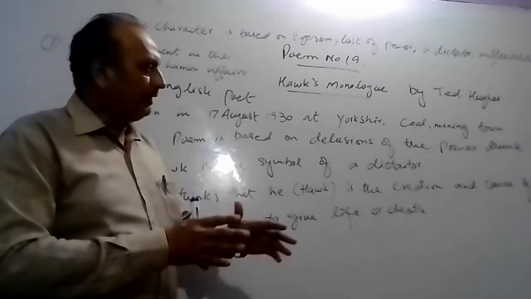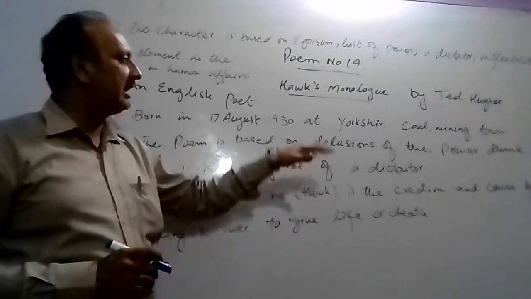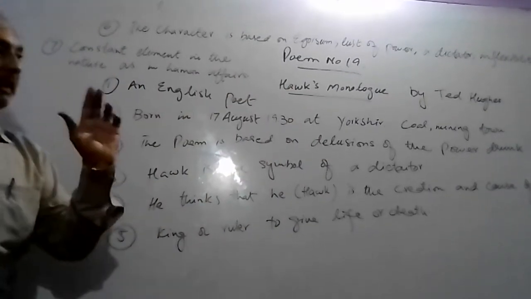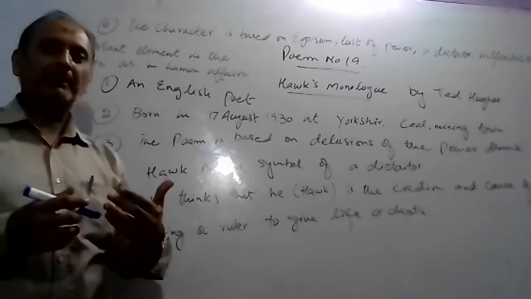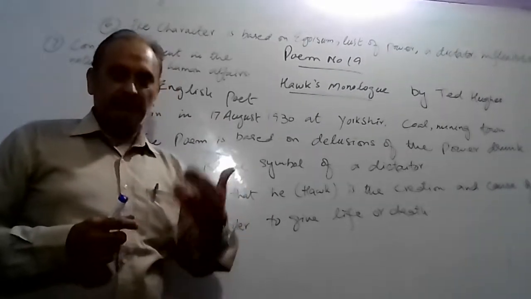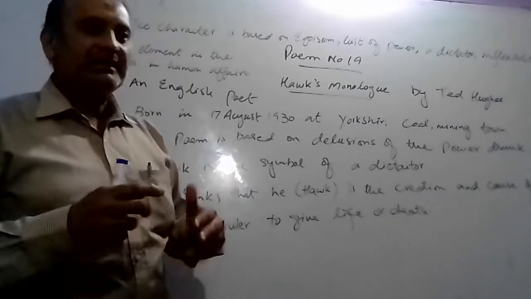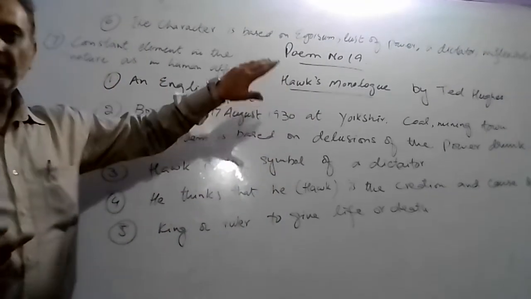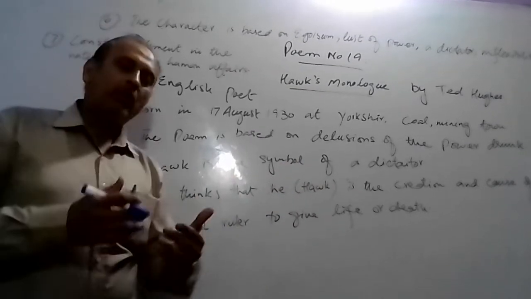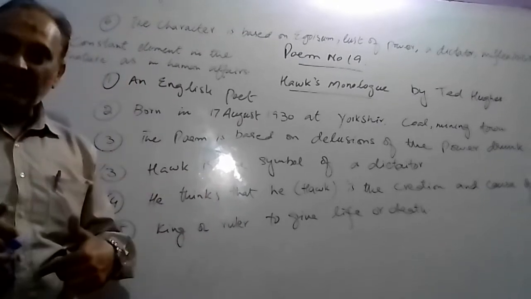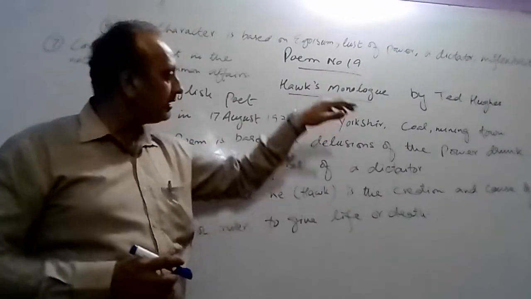On the other hand, the writer Ted Hughes has tried to explain the character through a monologue. What do we mean by a monologue? A monologue is a talk by a person to himself in loneliness. It means that when a person talks with himself in isolation, he is talking with himself. So in that condition, this poem can be seen as imaginative, showing how a character thinks about itself and the other persons. Why? Because the hawk is the major character in this poem.